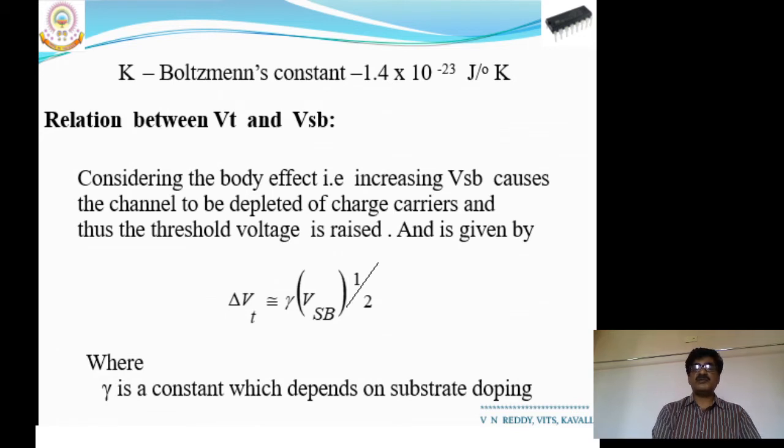The body effect means increasing the VSB voltage. If the VSB is increased, the threshold voltage also increases. So to switch on the MOS transistor, we need to apply more gate voltage at the gate of the transistor, right? Where gamma is a proportionality constant and its value depends on the substrate doping, right?